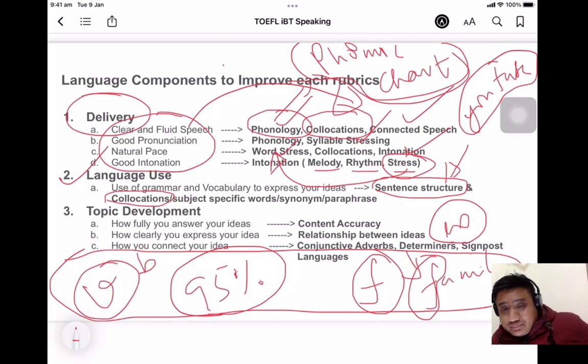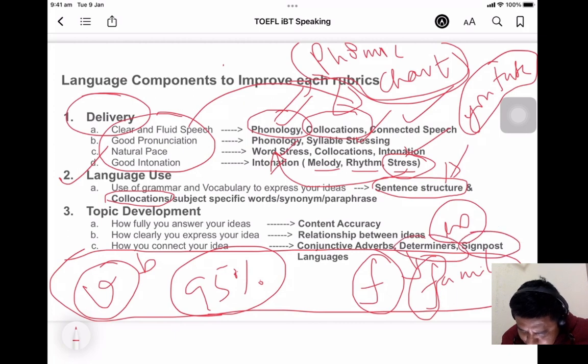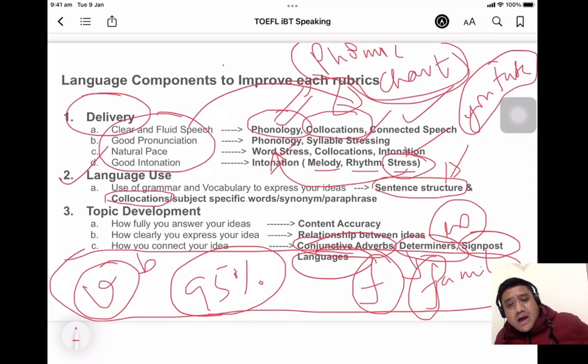So yeah. And then you already know about conjunctive adverbs and determiners and signpost language, right? And how to use them to connect ideas and develop ideas, creating relationships between different points when you're speaking, right? So this video is especially to let you guys know that, because of the limited time, I can't create a detailed video, right? So that's why I have to cut short and give you guys a few videos here and there.